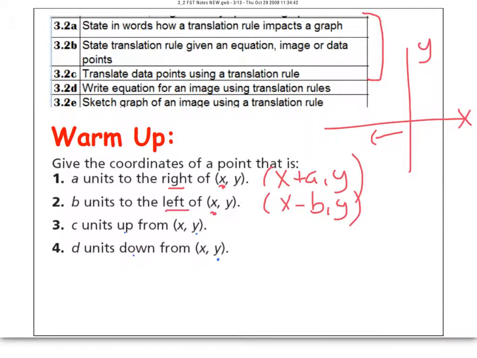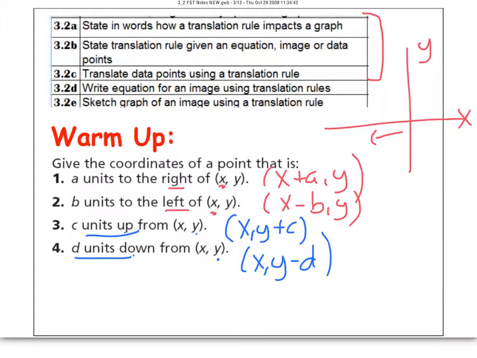Now, on the y-axis, if you go upward, that's a positive y. If you go down, it's a negative. So same thing. If I want to move up c units, x stays the same, but it's y plus c. If you want to move down d units, it's going to be x stays the same, and it's y minus d. These are called translation rules, and it tells you how the ordered pairs of your picture will actually move.